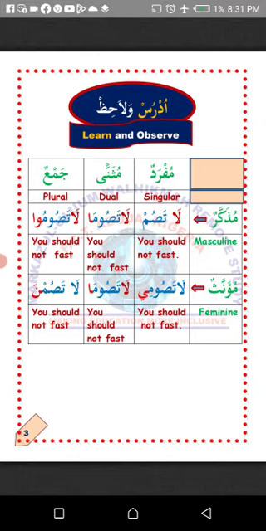So the alifun is only telling you that the wawun written before me is not part of the verb. Rather, it is an extra letter. La'alaka fahimt? I hope you understand. MashaAllah. Now we talk about mu'annath.